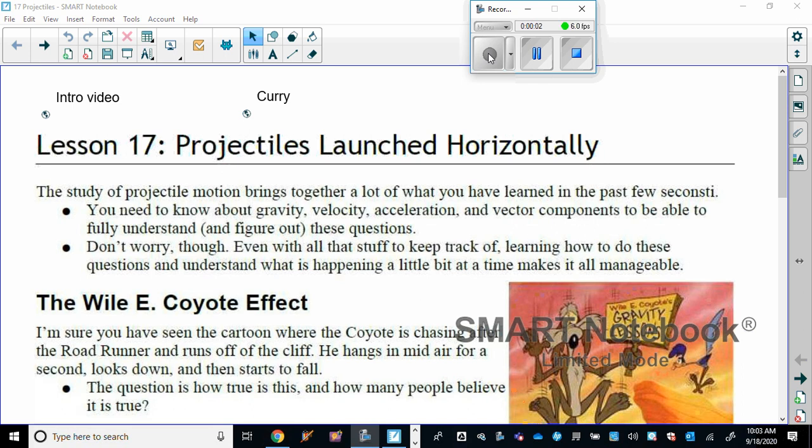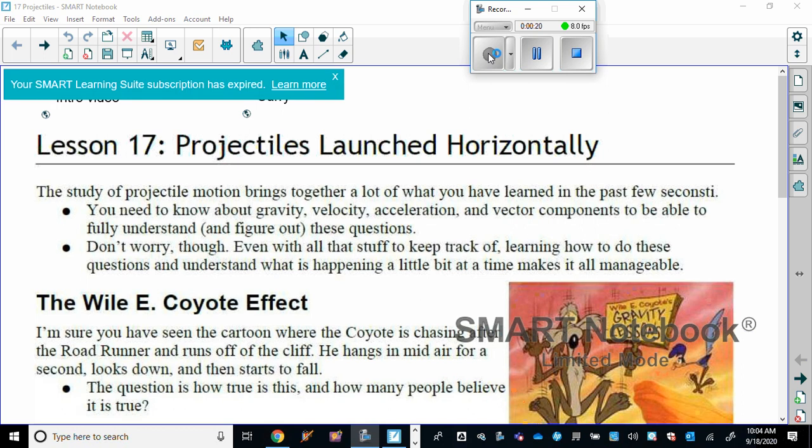Lesson 17 is all about projectiles launched horizontally. This is a continuation of projectile motion that we started in chapter 1. This time, instead of the projectiles we've done so far, which go straight up and then straight down, we're going to throw something horizontally.